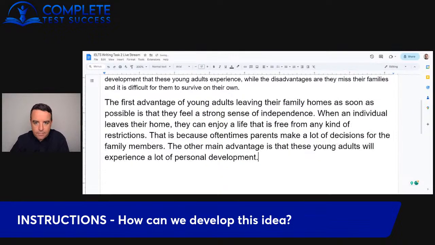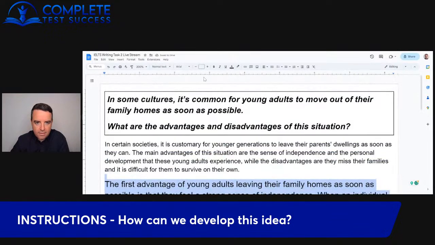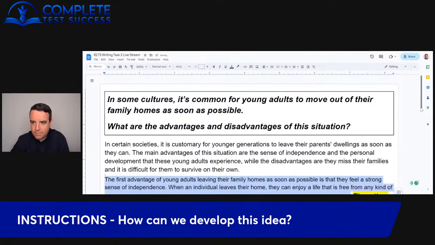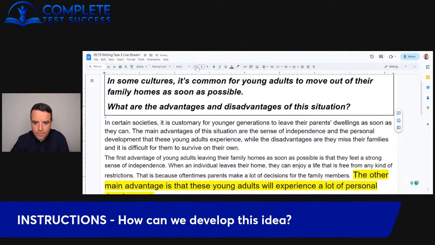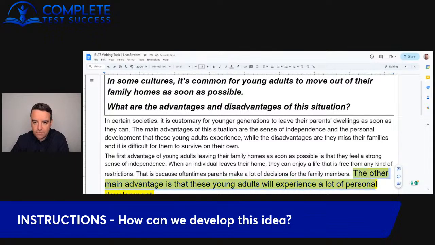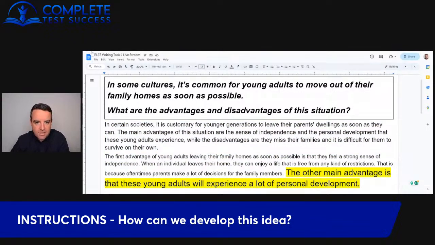Okay. So now we need to develop this idea. So let me just highlight that so that it is clear what we're discussing. And let me just try and get everything on screen again. Okay, so that's what we're talking about now. How can we further develop the idea that they will experience a lot of personal development? Okay, so again, in the comments, let me know how can we develop this idea. And again, I will be able to give you feedback. And once I find something appropriate, then I will add it to the screen.